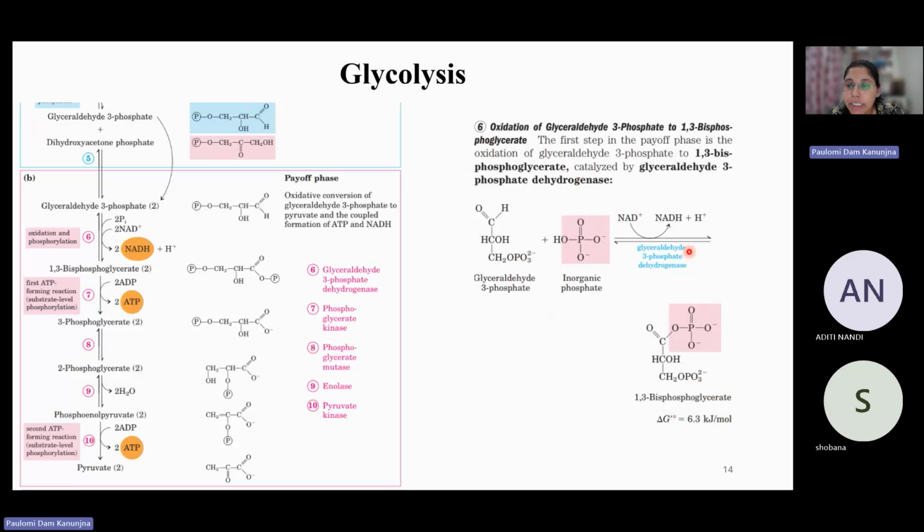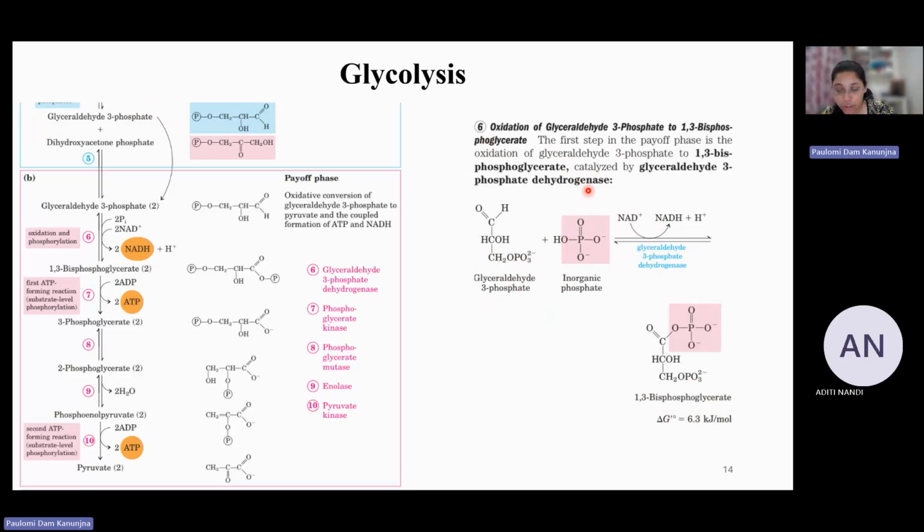So here the enzyme is glyceraldehyde 3-phosphate dehydrogenase. Okay. And because you are using a dehydrogenase, you are using the NAD. You are basically reducing the NAD plus, right? So the dehydrogenase is basically taking away hydrogen from glyceraldehyde 3-phosphate and giving it to NAD plus. So that's the first step.